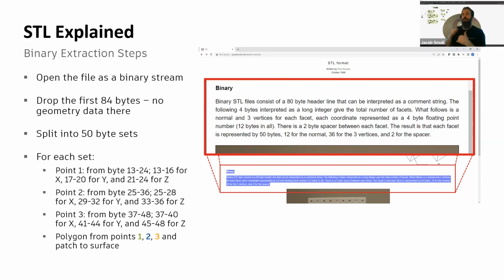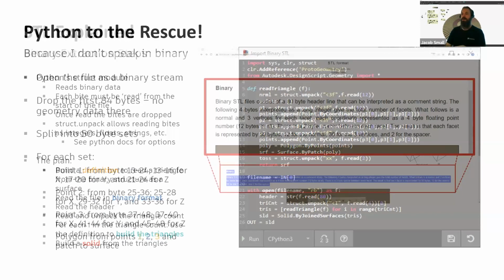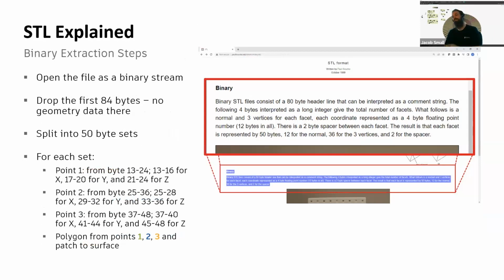All right, so if I drop the first 84 bytes, I don't need to worry about those. I can then split stuff into 50-byte sets. And then for each point, I can sort of build up point 1 from bytes 13 to 24, point 2 from bytes 25 through 36, point 3, bytes 37 to 48, and then build a polygon through my points. Pretty quick, pretty simple. I can start to understand that. If only I could read the previous gibberish.